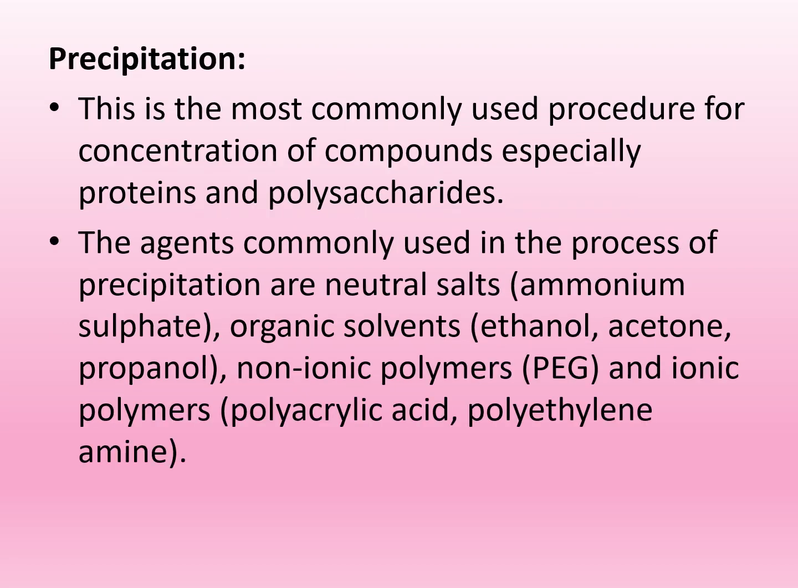Next step is the precipitation. This is the most commonly used procedure for concentration of compounds, especially proteins and polysaccharides. The agents commonly used in the process of precipitation are neutral salts like ammonium sulfate, organic solvents like ethanol, acetone, propanol, and non-ionic polymers, that is PEG, polyethylene glycol, and ionic polymers like polyacrylic acid and polyethylene amine.